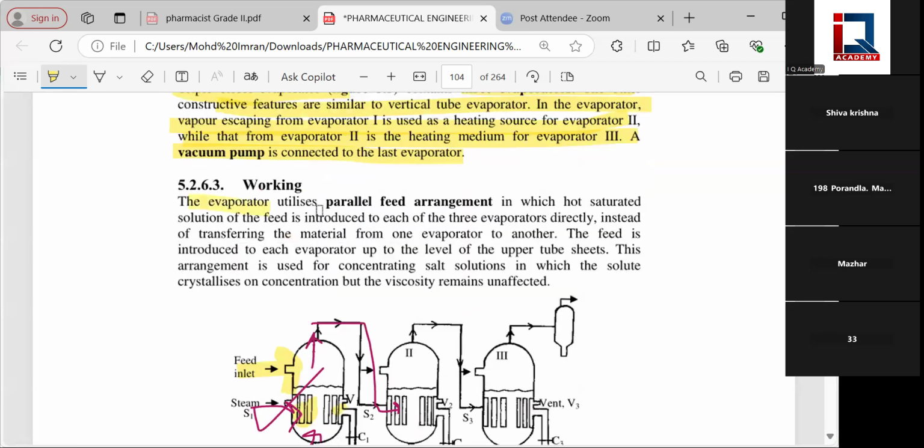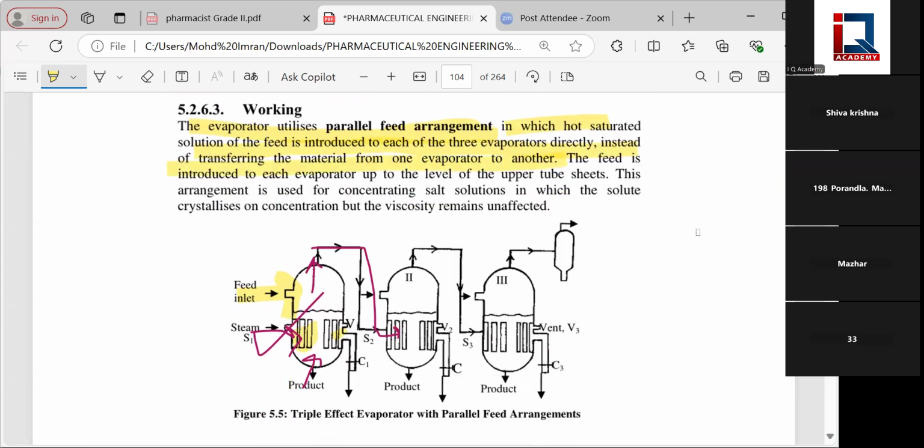In working, the evaporator utilizes the parallel feed arrangement in which the hot saturated solution is introduced in the three evaporators directly, instead of transferring the material from one evaporator to the other evaporator. So instead of transferring material, we feed it in parallel. So the feed is introduced in each evaporator up to the level of the evaporating tube. This arrangement is used for concentrating salt solutions and others, already discussed. If you look once, you can easily understand it.